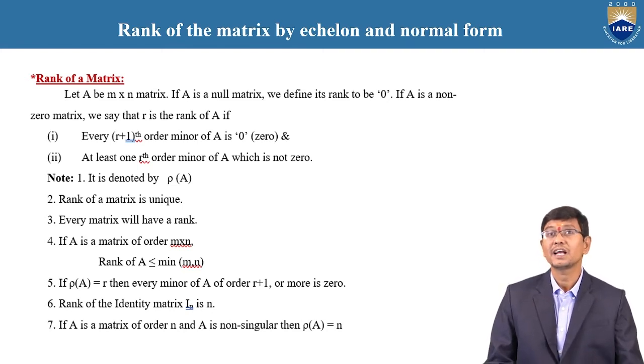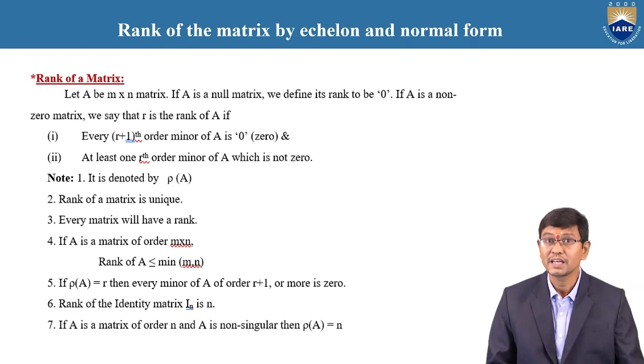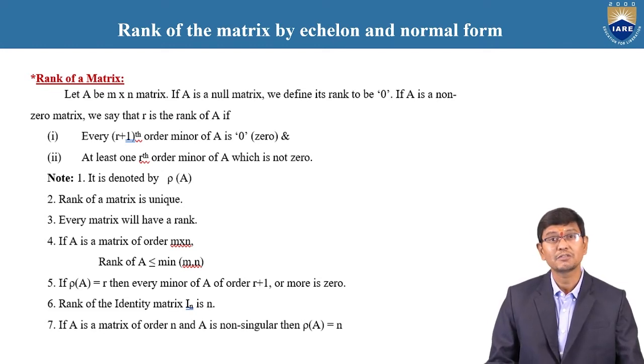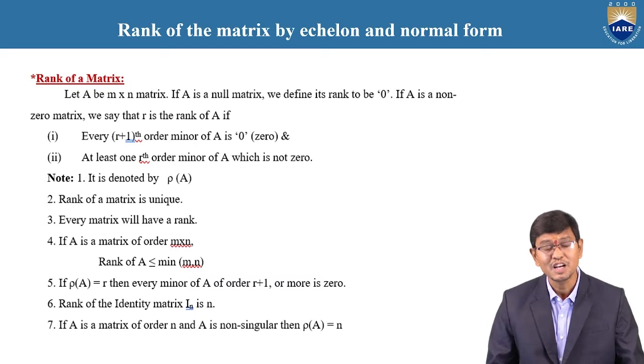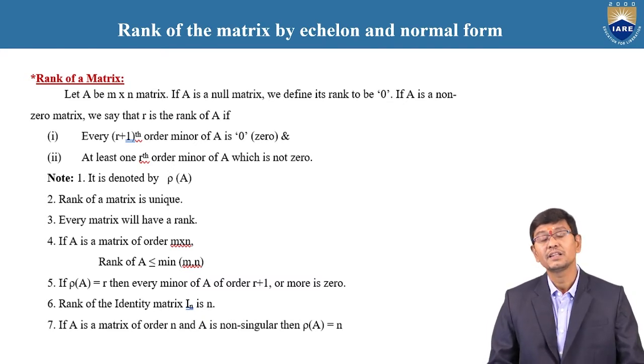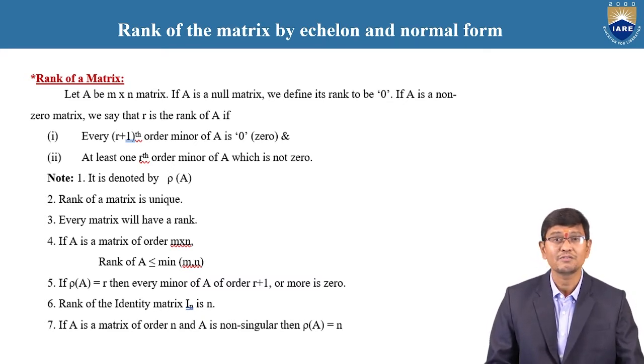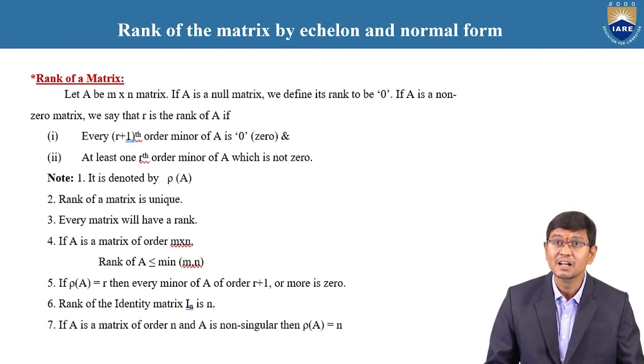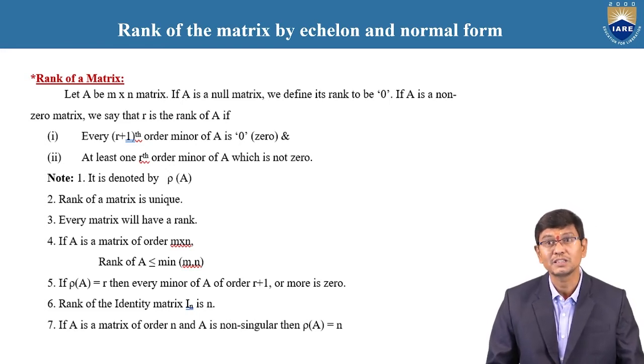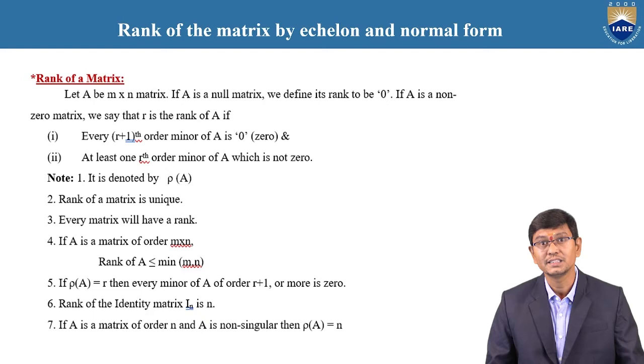Also, if the order of the matrix is m by n, then according to the condition, the rank of A is less than or equal to the minimum of m comma n. And one more note point: if the rank of A, that is rho of A, is equal to r, then every minor of A of order r plus 1 is 0.